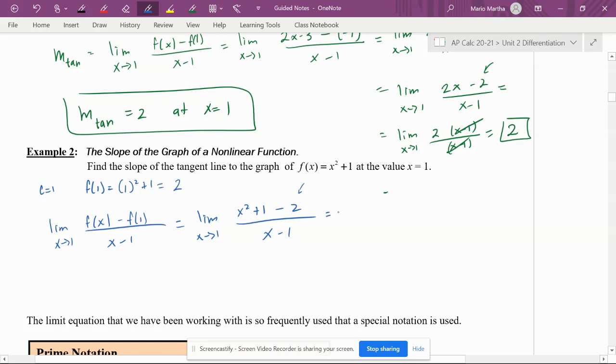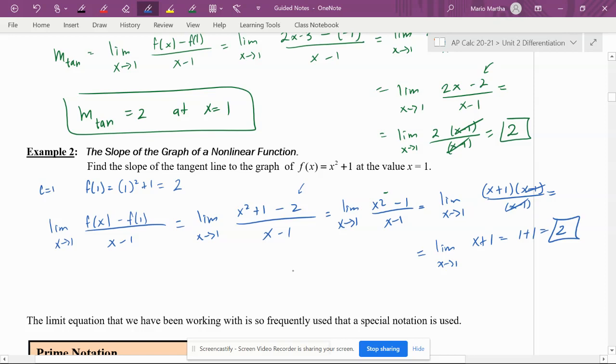So right there, we have the limit. We simplify: the limit as x approaches 1 of x squared, positive 1 minus 2 gives me negative 1, over x minus 1. And if you notice, we have a difference of squares on top, so it becomes (x plus 1) times (x minus 1). The x minus 1's divide out, and we're left with the limit as x approaches 1 of x plus 1, which equals 1 plus 1, or 2.